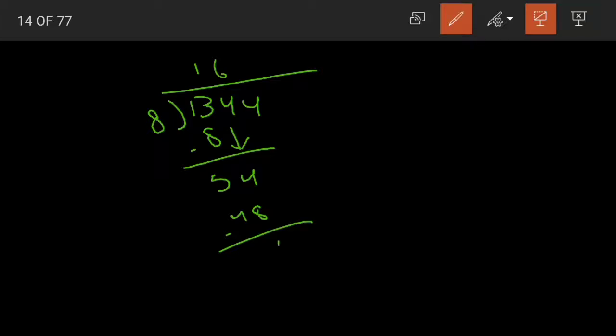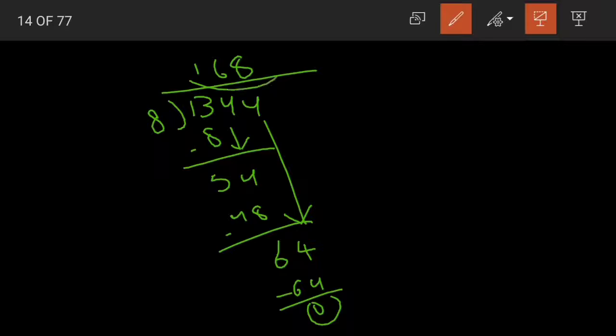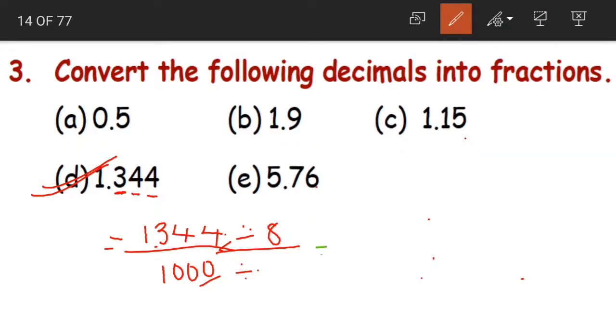When we subtract, how much is remaining children? 6. And then when 4 brought down, 8 8s are 64. When we subtract, 0 is our remainder. So what is the answer? 168 is our quotient for the numerator.